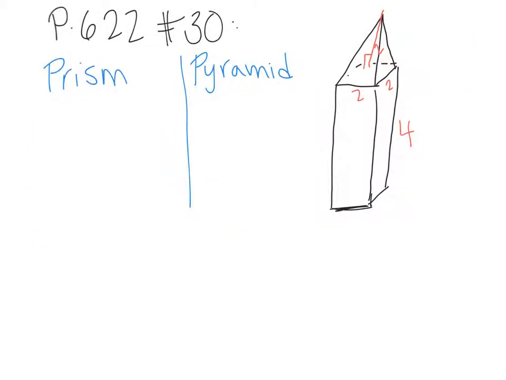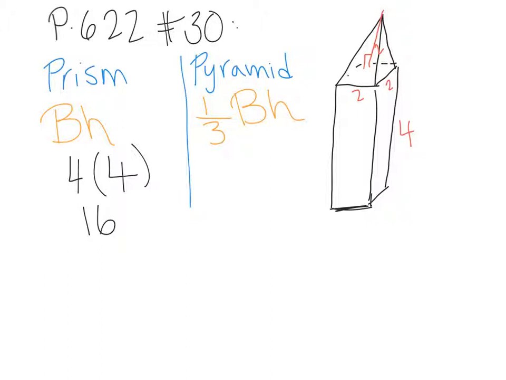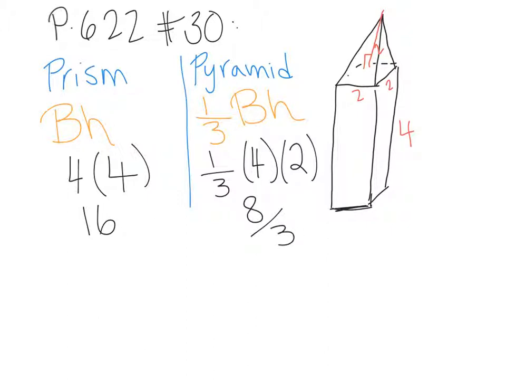Let's do the volume. So I know the volume of the prism is area of the base times the height, while the volume of the pyramid is 1/3 the area of the base times the height. Well, the area of the base we agreed is just 4, 2 times 2, times the height is also 4, so 16. Now go to the pyramid, it's 1/3 times 4 for the base. The height is actually 2. So it's like 8/3.